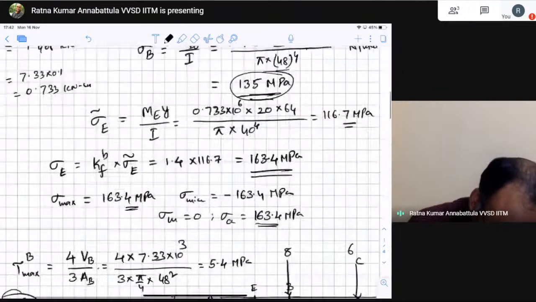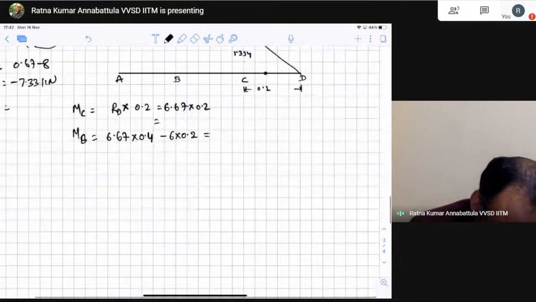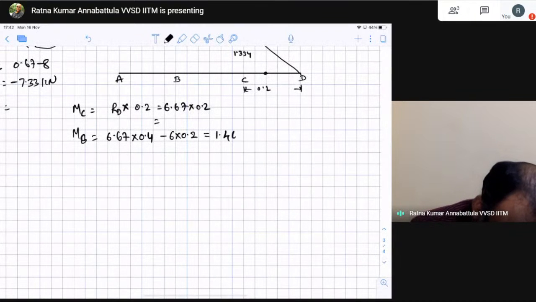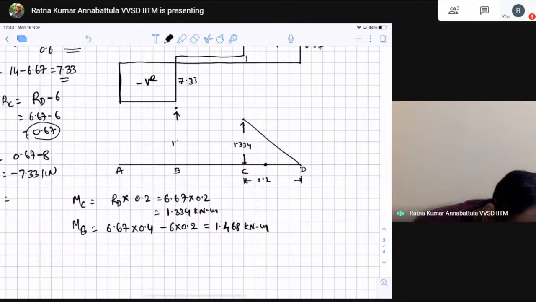So that turns out to be 1. What was the value that we have calculated? 1.468. That turns out to be 1.468 kilonewton meter. This is also 1.334 kilonewton meter. So that will be somewhere here. So this distance is 1.334 and that distance is 1.468. So this variation is linear from this point to that point.